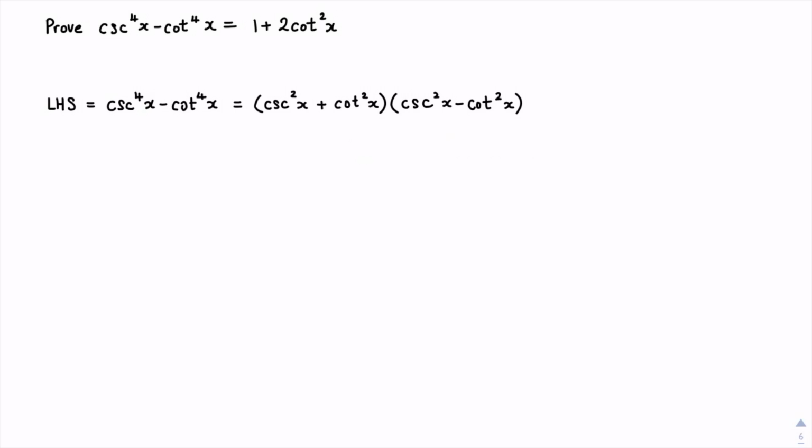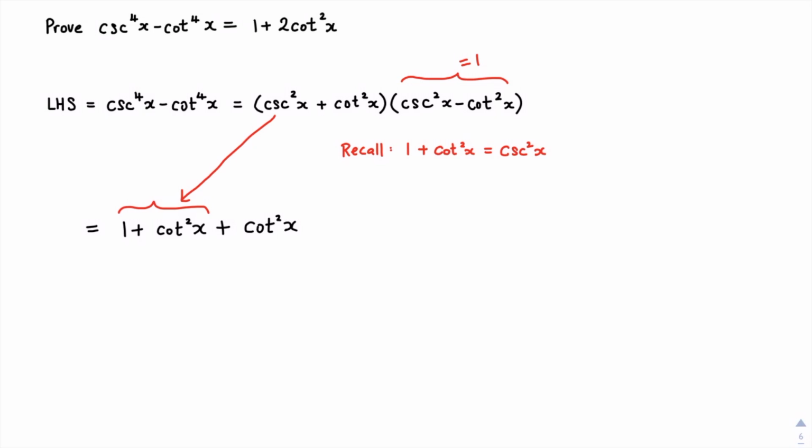And then the next thing to note is that 1 plus cotangent square x equals cosecant square x, so therefore the second bracket is actually equal to 1, and in the first bracket the cosecant square x can be replaced with 1 plus cotangent square x. The reason why I want to do that is if I look on the right hand side of the identity, there is no cosecant square x, but there is a cotangent square x, so I'm going to replace the cosecant square x with 1 plus cotangent square x, and this just gives me the right hand side.